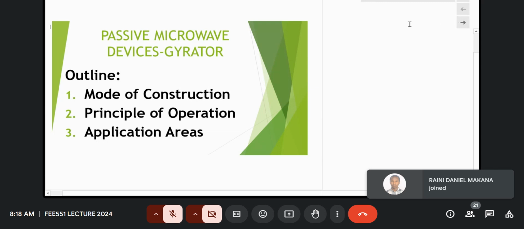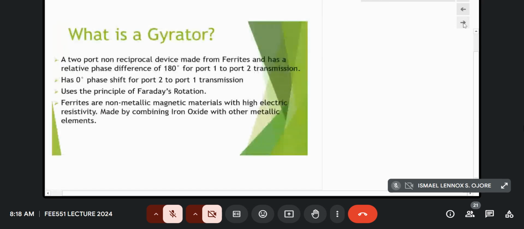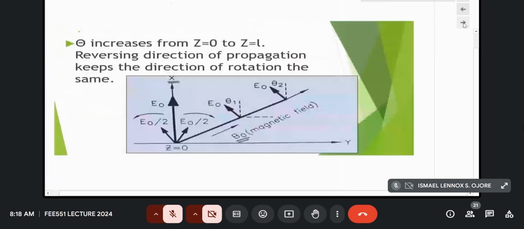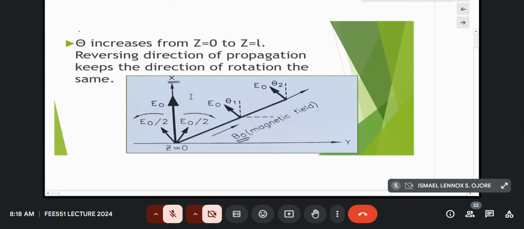So mine will be on the gyrator. I'll discuss the mode of construction, the principle of operation, and its application areas. I'll first review Faraday's rotation, whereby you have a linearly polarized wave in the x-axis, E naught, and I hope you can see the page that I am on.